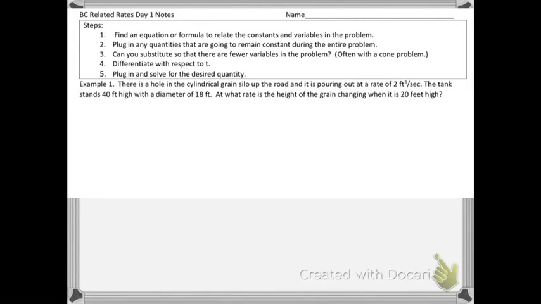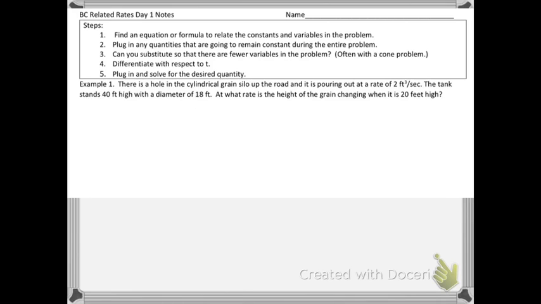Okay, today's lesson is about related rates, and related rates mixes word problems and implicit differentiation. So related rates just happens when there's more than one quantity changing with respect to time in a problem. Let's go ahead and dive into example 1.